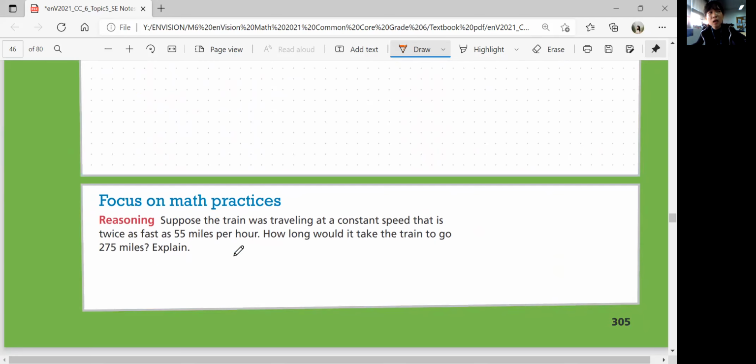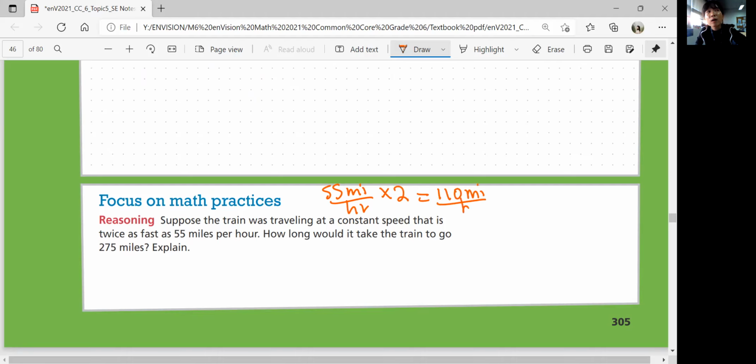Focus on math practices. Suppose a train was traveling at a constant speed that is twice as fast as 55 miles per hour. How long would it take the train to go 275 miles? Explain. Right? Suppose the train's traveling at a constant speed that is twice as fast, which means twice 55 miles per hour. You go twice as fast, you can just multiply by 2. And then you get what?